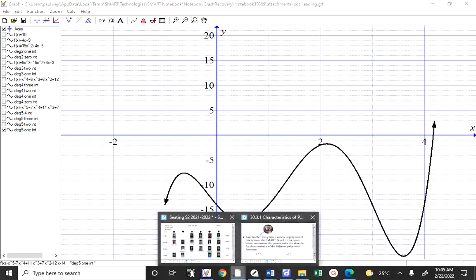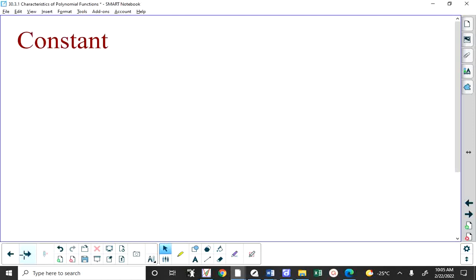So going back to your handout, you should already have written this. A constant polynomial function has 0 x-intercepts, and there's that little exception that if it's on the x-axis, it's infinite. A linear polynomial function must have 1 x-intercept. A quadratic can have 2 x-intercepts, but it could have 1 instead, or it can have 0. Cubic can have 3 or 2 or 1, but it cannot have 0. Quartic can have 4 or 3 or 2 or 1 or 0 because it's even.